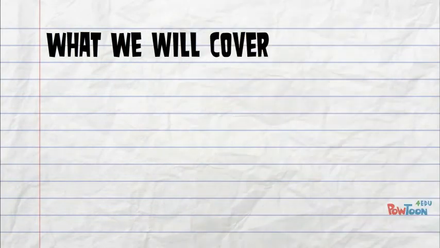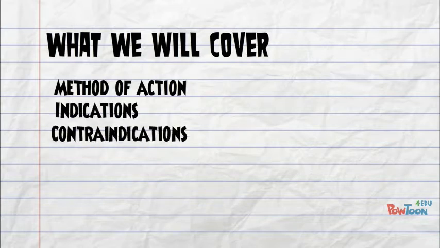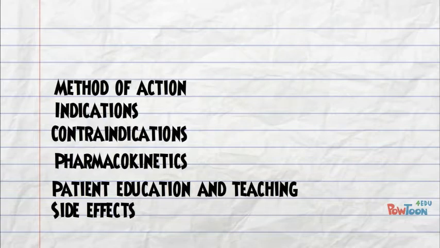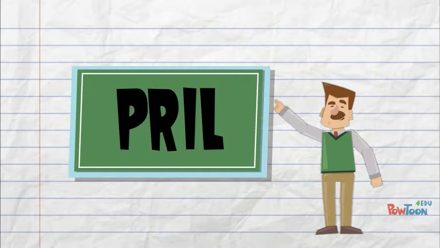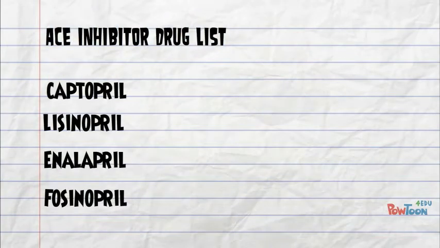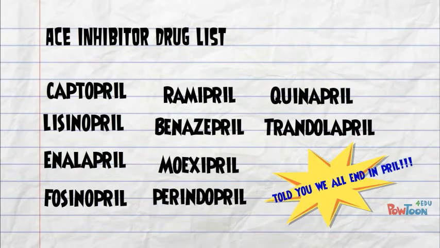By the end of this video, you will know method of action, indications for use, contraindications, pharmacokinetics, patient education and teaching, side effects, and nursing considerations. So what makes ACE inhibitors so special? All ACE inhibitor drugs end in pril. Captopril, lisinopril, enalapril, and fosinopril are just a few examples of these ACE inhibitor drugs that end in pril.